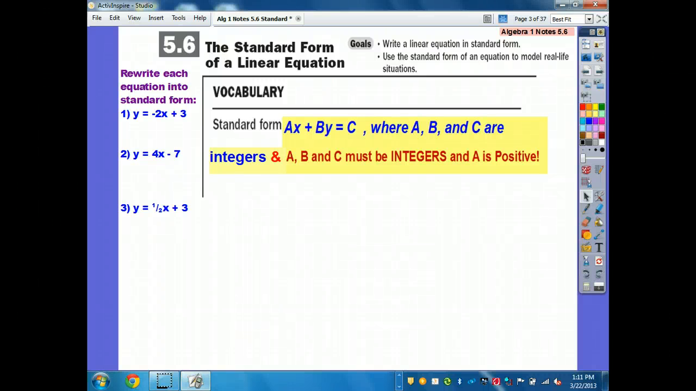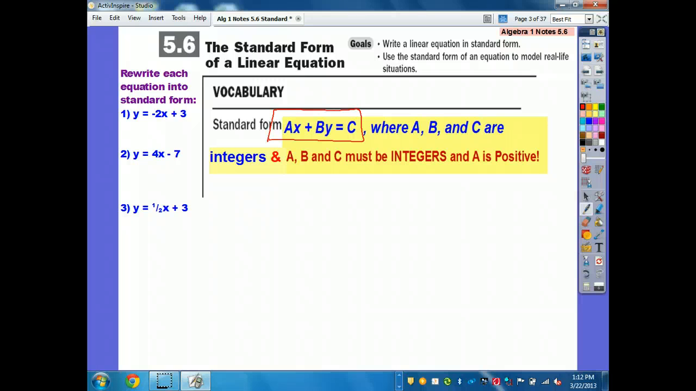5.6, the standard form of a linear equation. And right here they give you the standard form, and we have that written on our note card. Ax plus By equals C. Now on your note card we have the 5 steps.